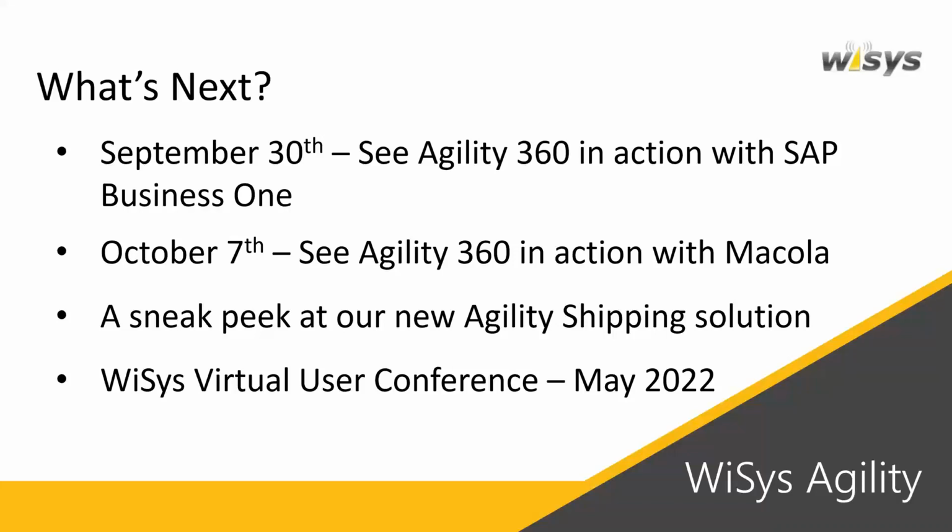And then myself or Michael, our CEO, sometime between now and the end of the year, we'll give you a sneak peek at our new Agility shipping solution, which is small package shipping, UPS, FedEx, USPS. We've always had that and integrated with ShipRush, but this is something we've written ourselves, which allows us to have a lot more integration with our shipping products and our pick pack products. So that's something that, again, we're very excited about. And then we're going to hold our first ever virtual user conference in the spring of next year. So there'll be more on that coming later.